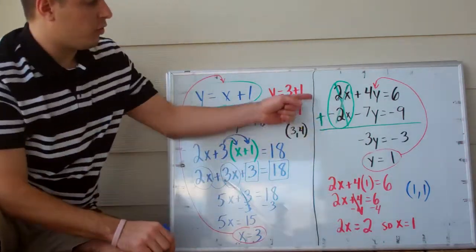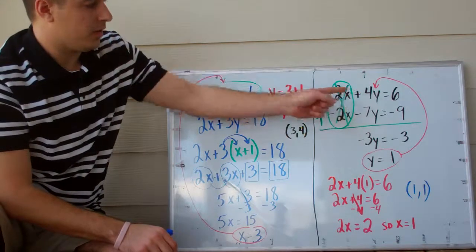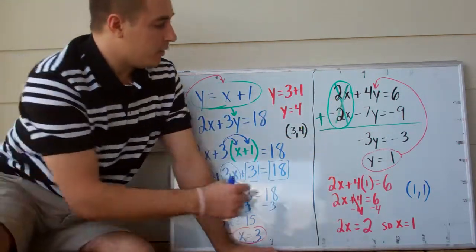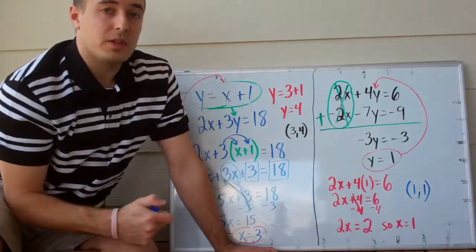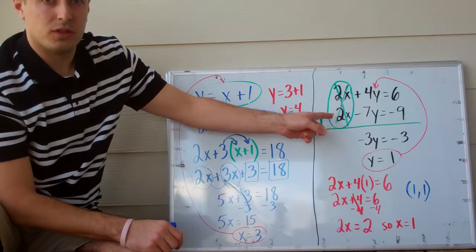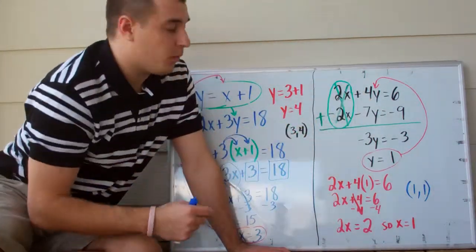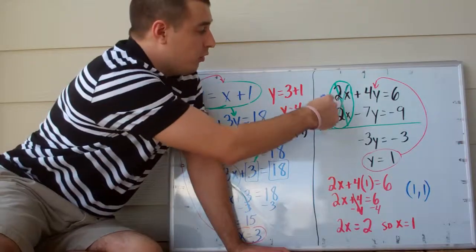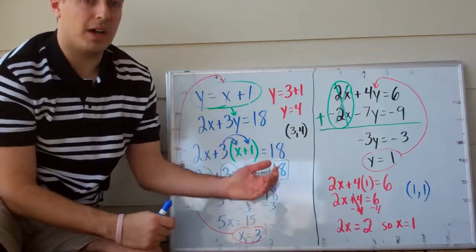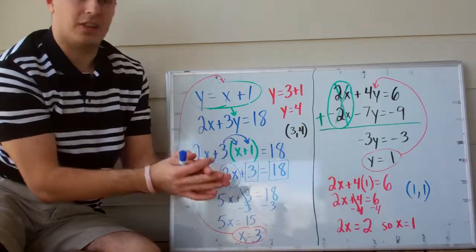Right here we have 2x plus 4y equals 6, and negative 2x minus 7y equals negative 9. If you notice, for elimination, you always want the same coefficient, so you look for 2 and 2. The 4 and the 7 don't match up, but the 2's match up, and it's already perfect because one is negative. Which means when we add them together, we have a positive 2 and a negative 2, so they cancel out.